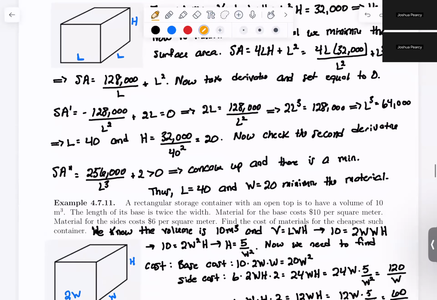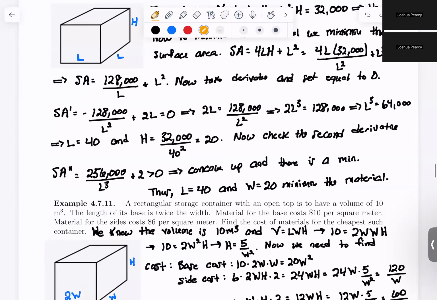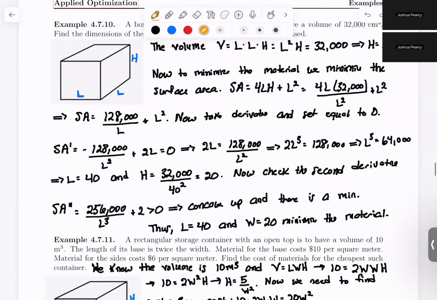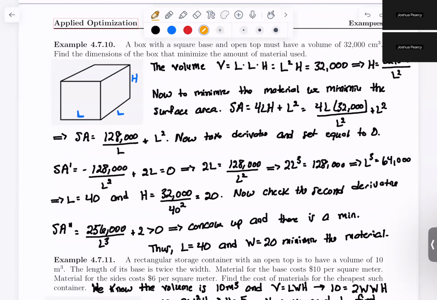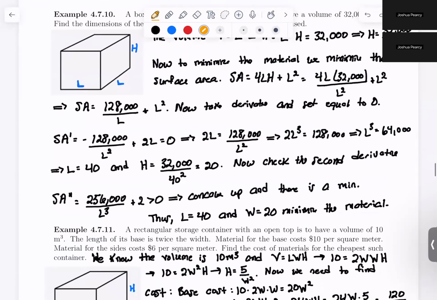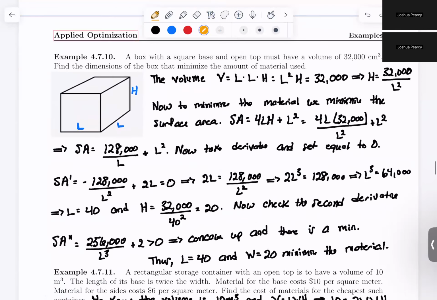Checking the second derivative, I get that the second derivative is 256,000 over L cubed plus 2. In particular, L is positive, so this part here must be positive, and something positive plus 2 is positive. That implies that the function is concave up and that it has a minimum. Thus, L equals 40 and H equals 20 minimize the material. If we want to talk about units, this would be 40 centimeters and 20 centimeters, because the volume is in cubic centimeters, so the original units must be in centimeters.